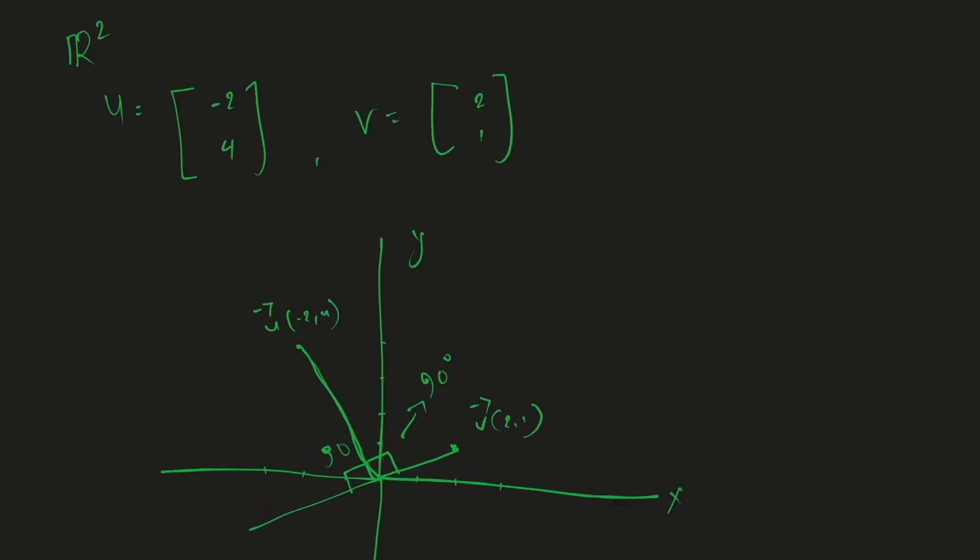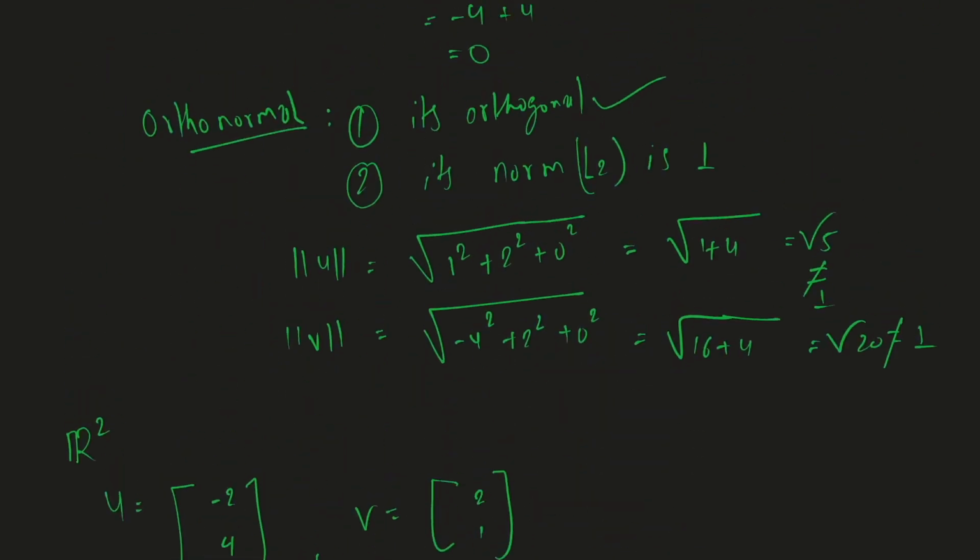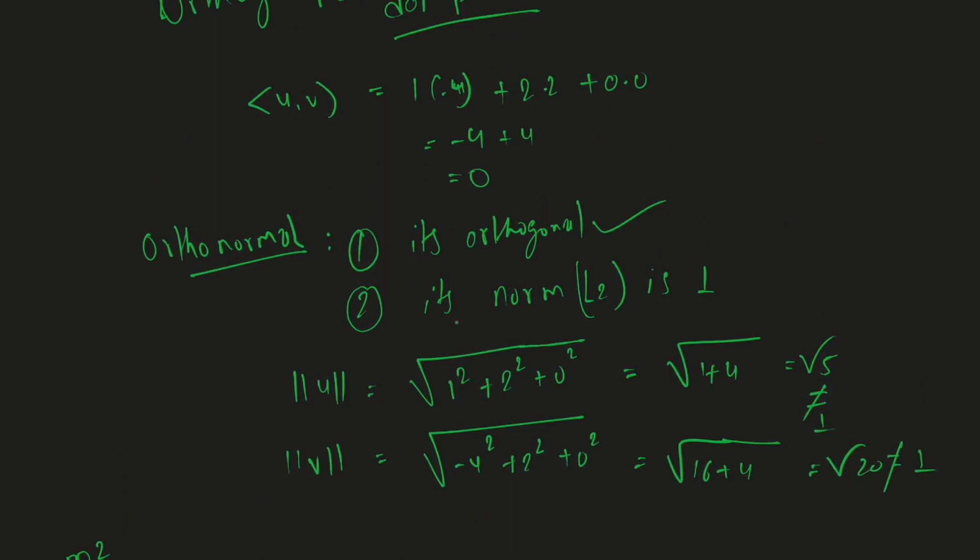So this is how we can see if the vectors are orthogonal. Drawing it in a plane checks if they are orthogonal or not. But to check for orthonormal, it's got to be orthogonal plus its norm should be equal to 1.